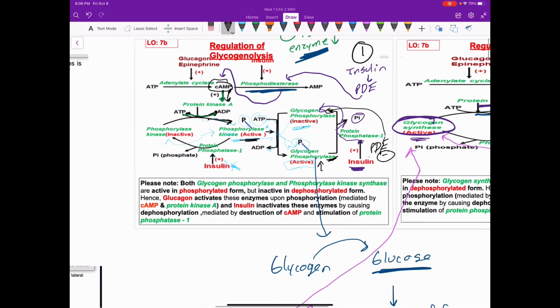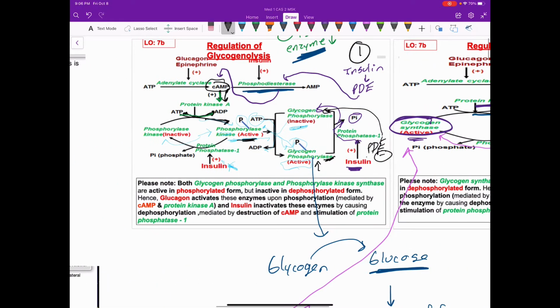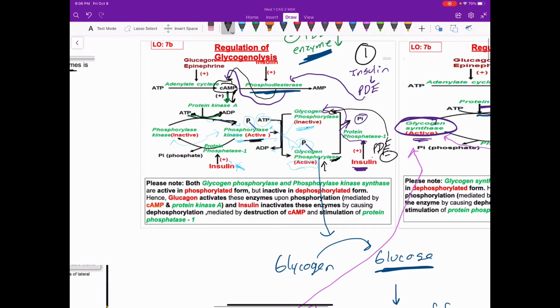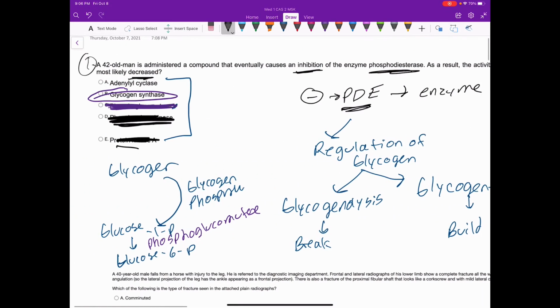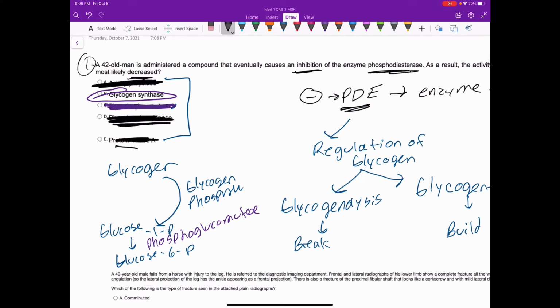Adenylocyclase. Adenylocyclase is the same thing as cAMP. Okay, so same scenario. If PDE can turn off cAMP, it's obviously not going to be decreased. So adenylocyclase is not going to be decreased. So the only answer that you could get is glycogen synthase. Okay, that was a long one. The other ones aren't going to be that bad.